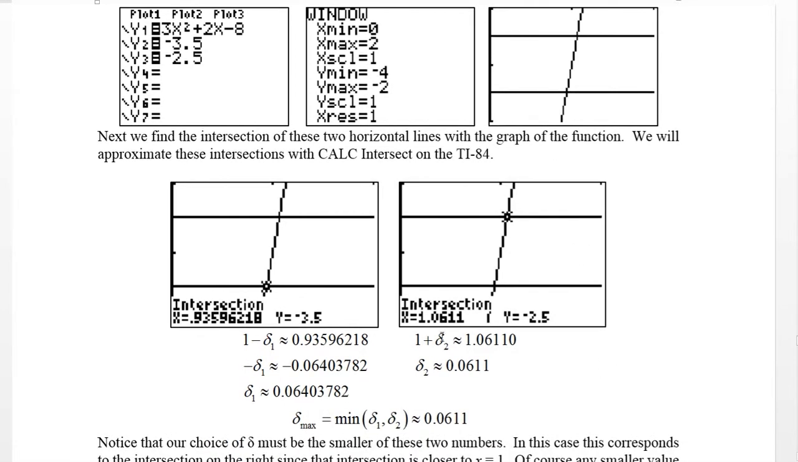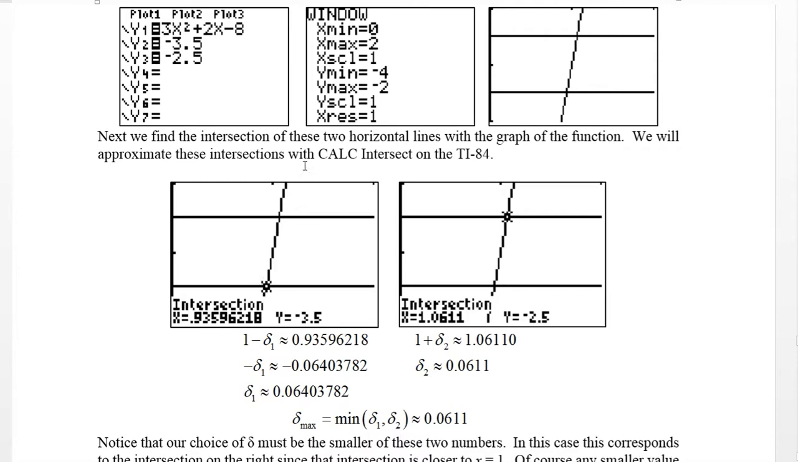So anyway, since this is an increasing function, the one on the right where it meets, that's this one right here on the right on this picture. That's our 1.06110, and that is going to be the X value. But the X value there, if that's the corner of our box, would be 1 plus delta. I'm going to call it delta 2. So subtract 1 from both sides, and we get this delta 2 as 0.0611.